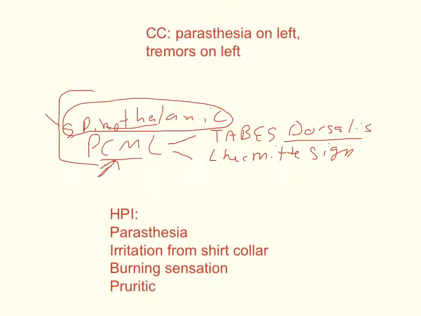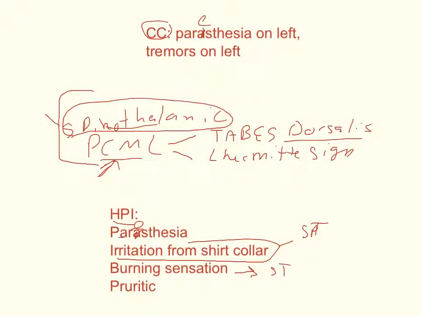And just a quick correction here, I just realized I've spelled paresthesia wrong. It's spelled with an E right here. So in his history of present illness, his chief concern was the paresthesia on his left, and he also had tremors that were primarily on the left. And then he had irritation from his shirt collar. Irritation, I'm guessing, was probably an itch, because he also had pruritic lesions where he had symptoms. So we would say that this was probably spinothalamic, or I'll just put ST. And then you had the burning sensation, again probably spinothalamic.